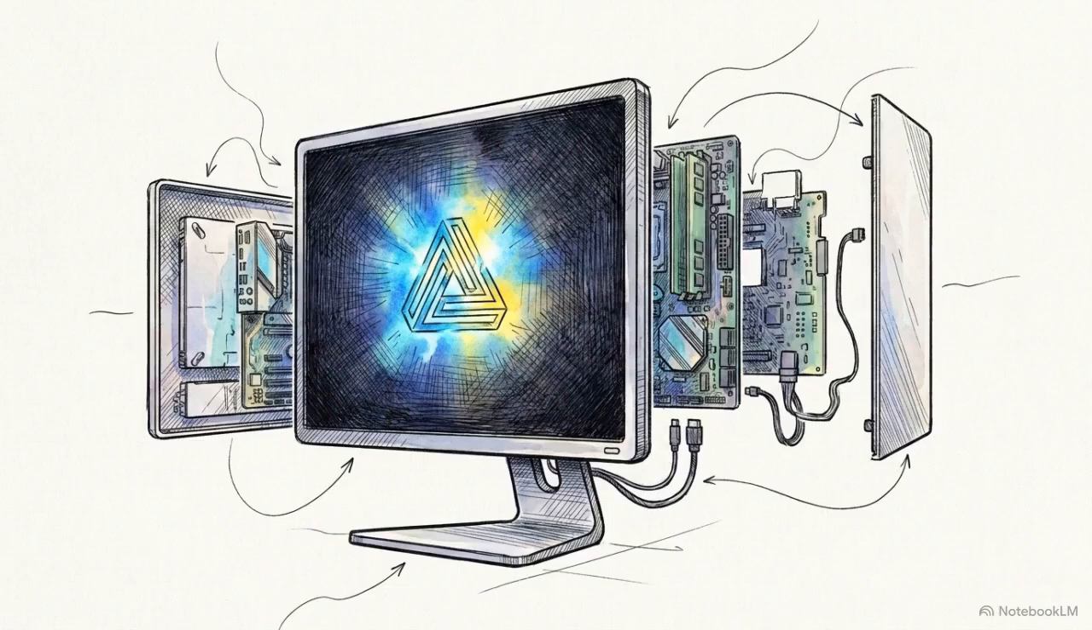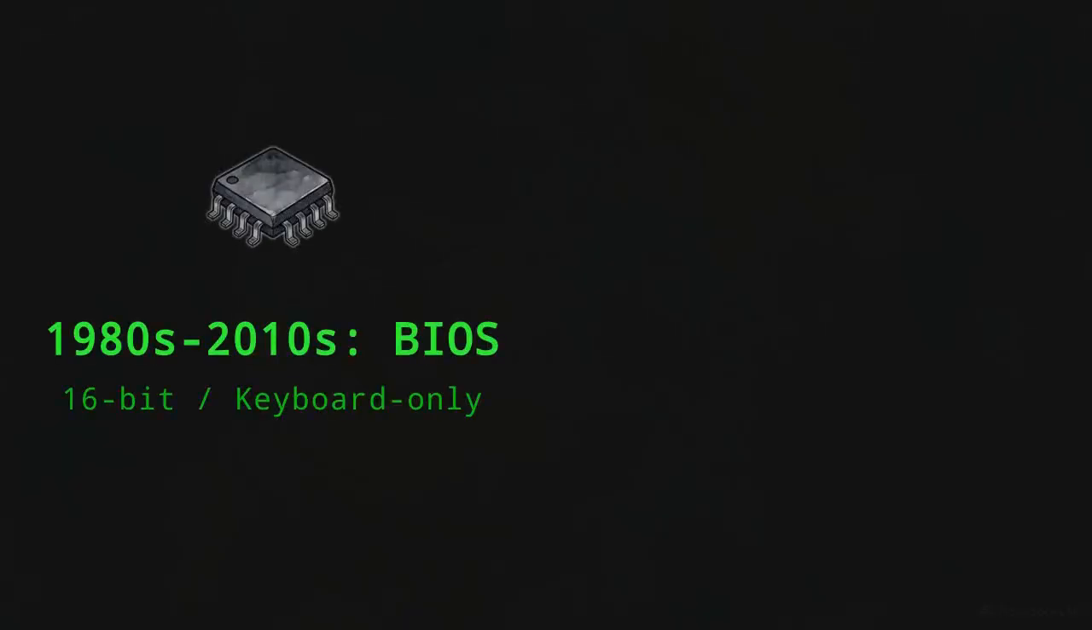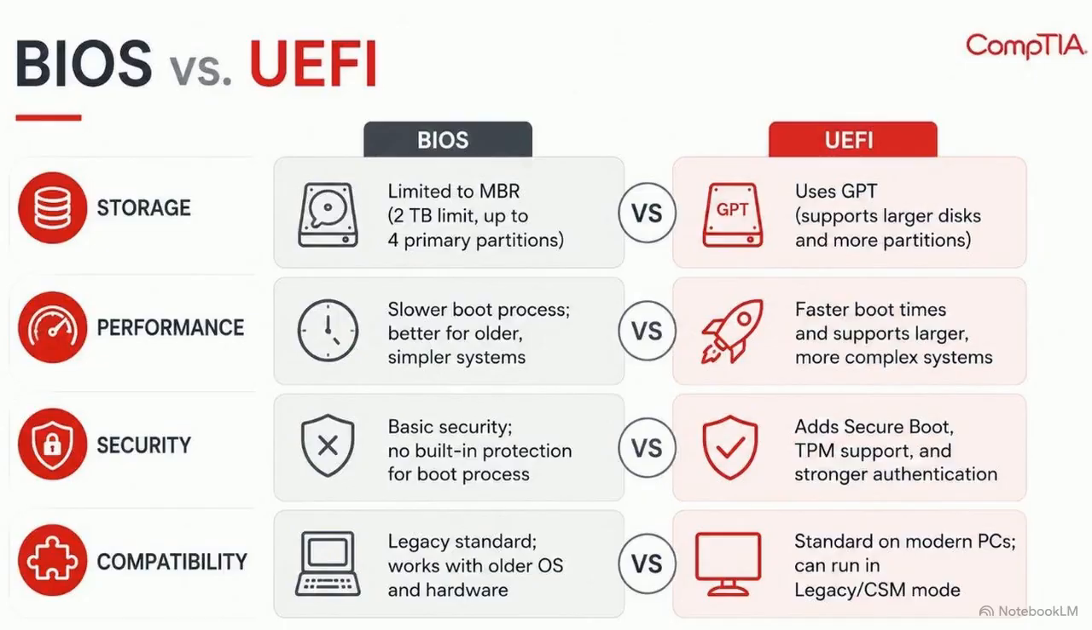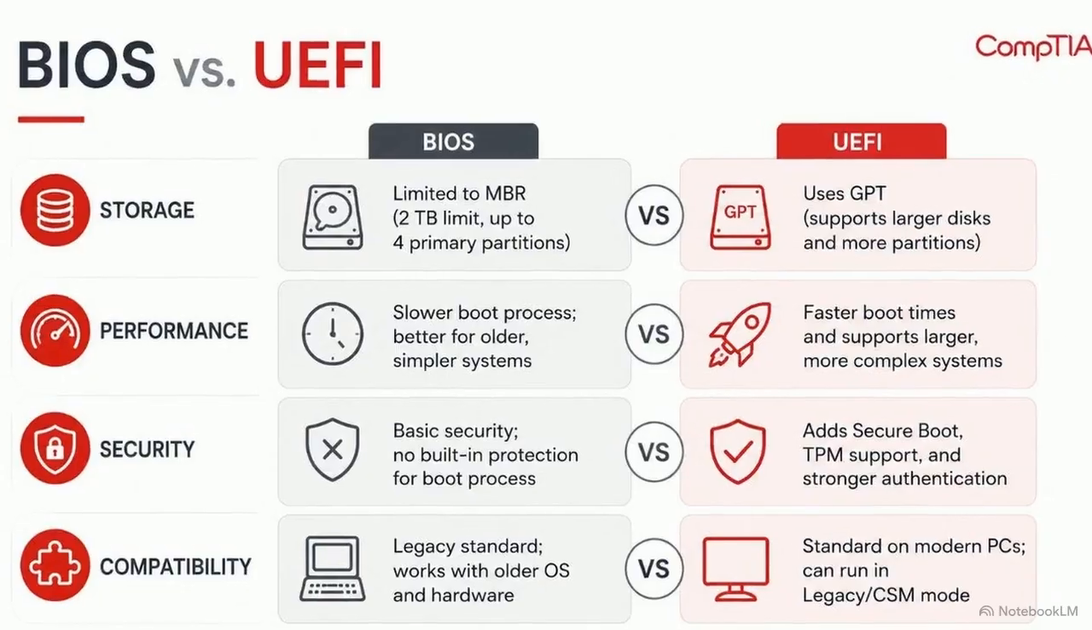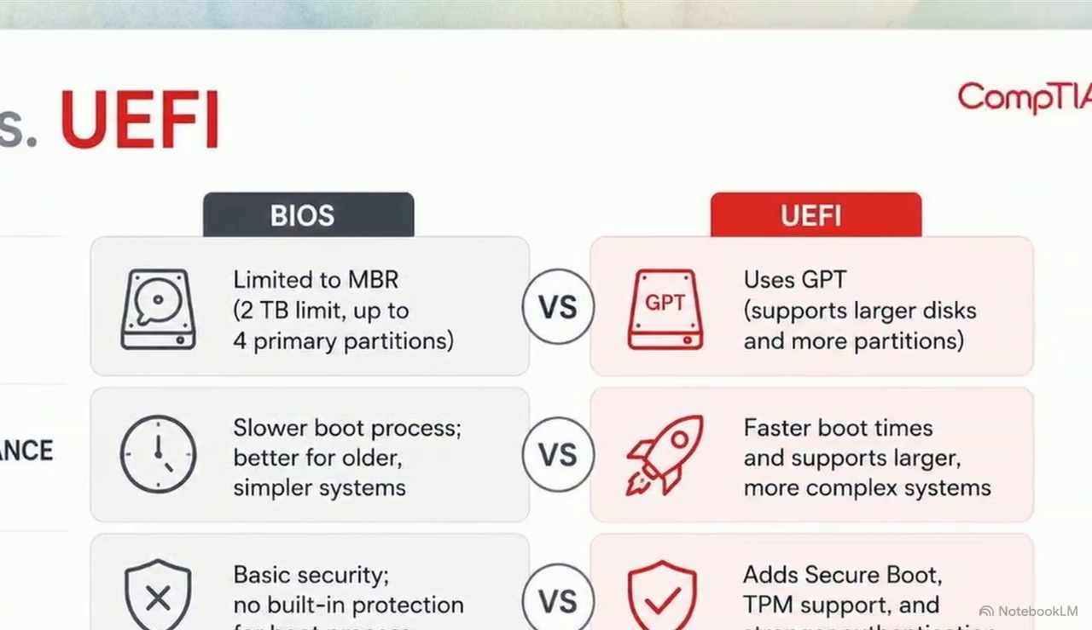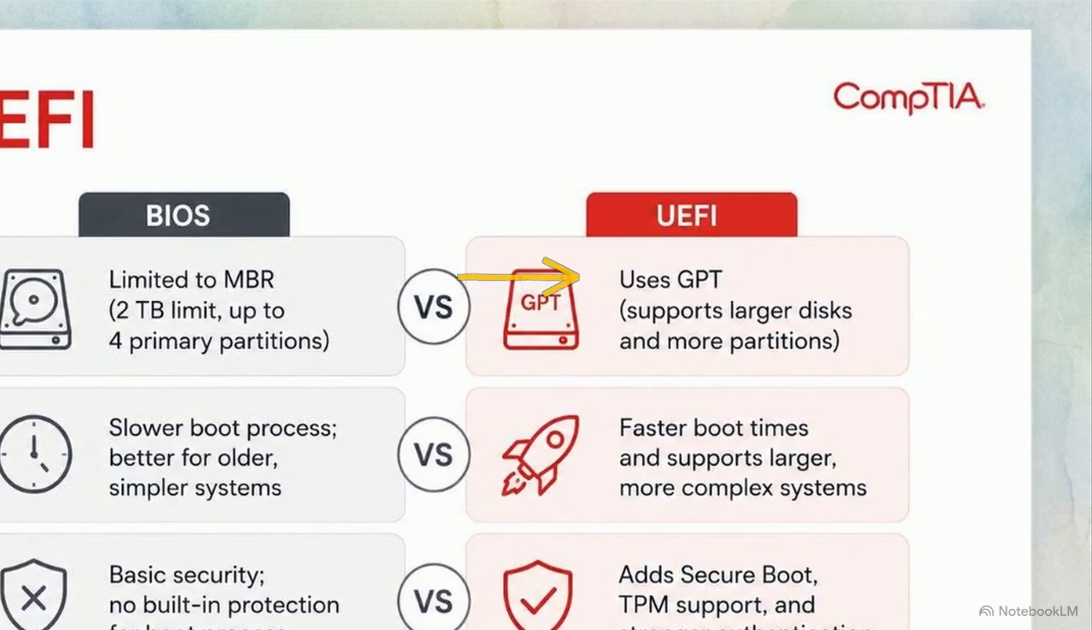Once POST succeeds, control passes to the firmware. For decades, this meant the Basic Input-Output System, or BIOS. Today, it means the Unified Extensible Firmware Interface, or UEFI. This chart directly compares the technical capabilities of legacy BIOS and modern UEFI. Under the BIOS column, notice the strict capacity ceiling. It relies on the master boot record formatting, limiting you to drives of 2 terabytes and a maximum of 4 primary partitions. Over in the UEFI column, that ceiling disappears. UEFI utilizes the GUID partition table standard, supporting massive disks and over 100 distinct partitions.